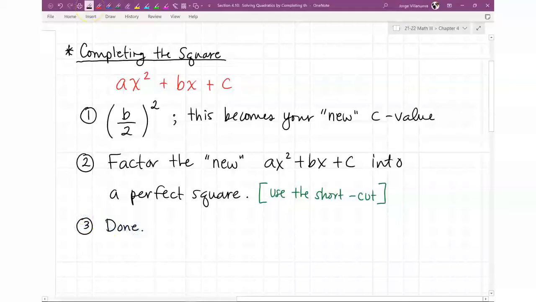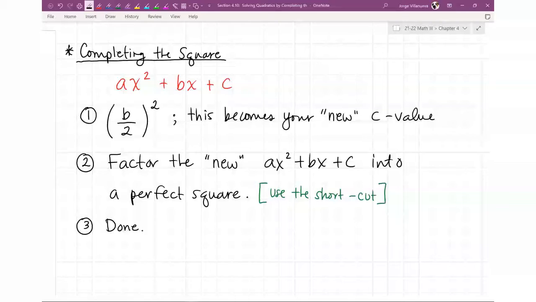You only need to do more if you have to continue to solve for other things. But the main idea is you're going to get your b term, divide it by 2 and square it. That's going to give us our new c term. We'll put that there, and then from there we can factor. Like I said, this seems a little weird because you don't see it in action, but let me show you what it looks like.